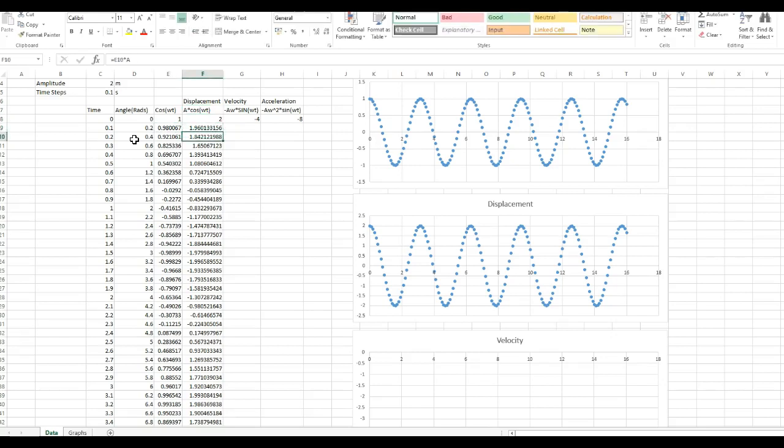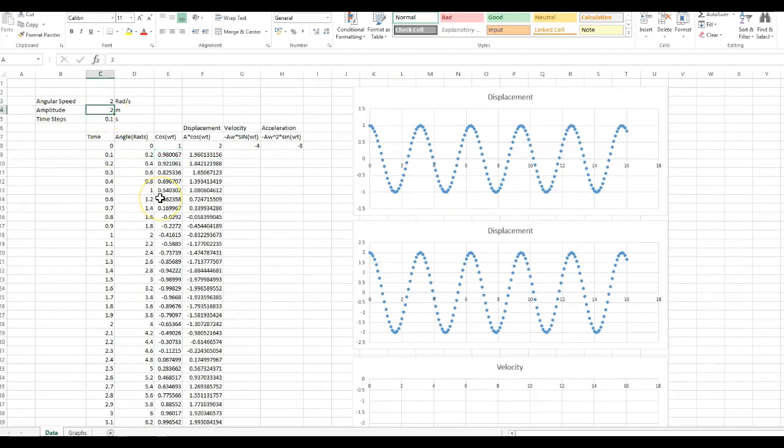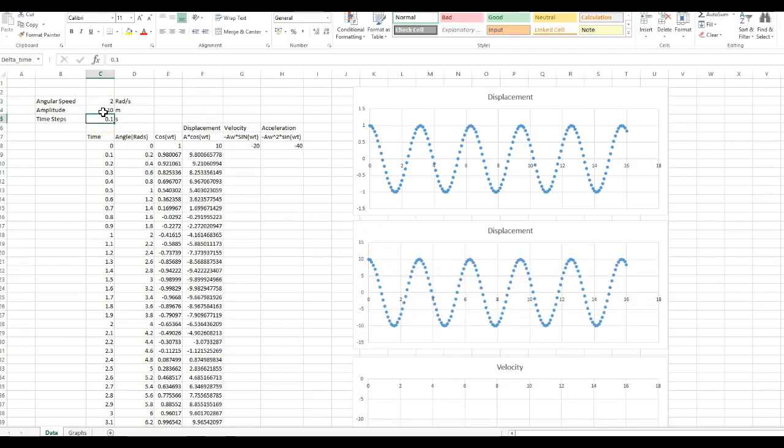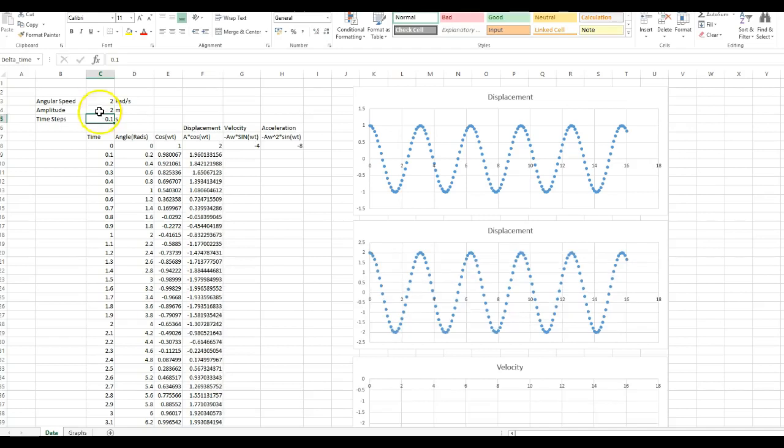All this column here is multiplying that column by the amplitude, which is 2. So if I just change that to 3, you'll see how the graph here on the right hand side changes to a maximum value of 3. If I change that to 10, you'll see how it changes to a maximum value of 10. I'm just going to keep that at 2 at the moment. It's, I think, clear enough for what we want to try and achieve here.